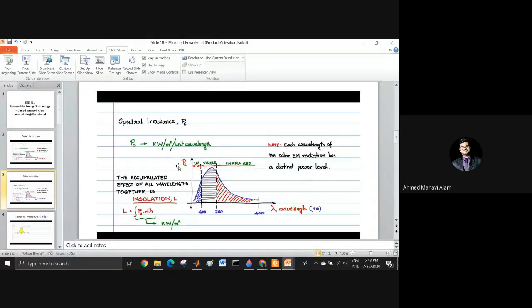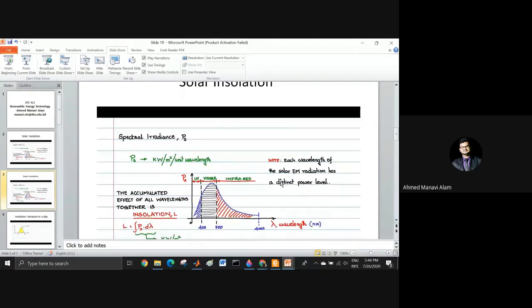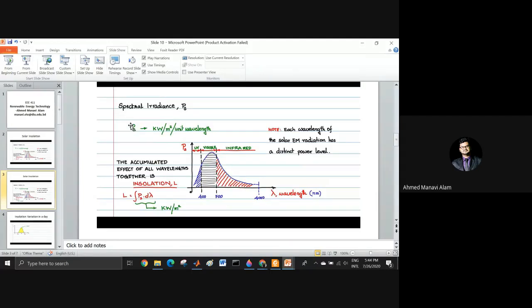So the topic where today we are proceeding with is solar insolation. Before this, we learned the topic called spectral irradiance. Spectral irradiance actually means the power per unit wavelength, the amount of power you are getting per unit wavelength. But you don't only want the power per unit wavelength, you want the power for the total wavelength. That is why you multiply the spectral irradiance with the wavelength.